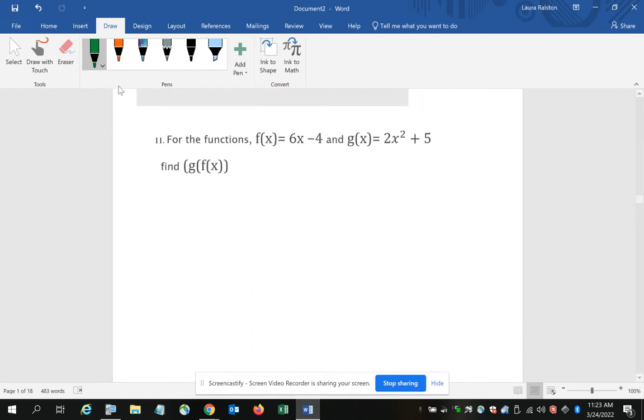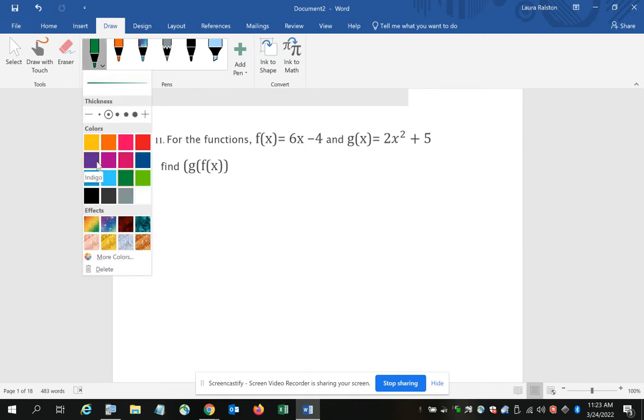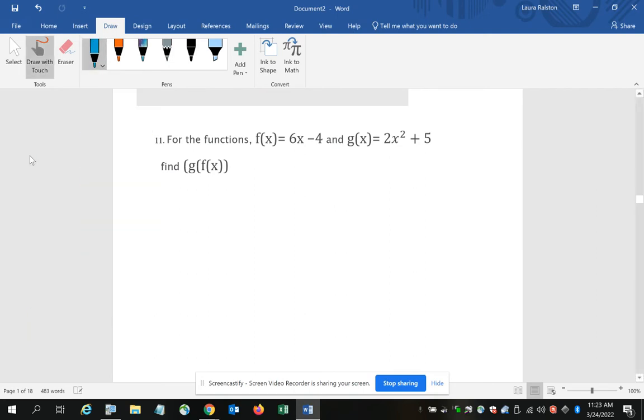Number 11. With number 11, a lot of students sometimes confuse this notation. It's consistent with what you've seen in Newton, but this notation is a composition. With a composition, that means we're going to substitute x into function f, get the answer, and then substitute it into function g. It is not multiplication, which is what many students confuse it with. So be careful, pay attention to those notations.